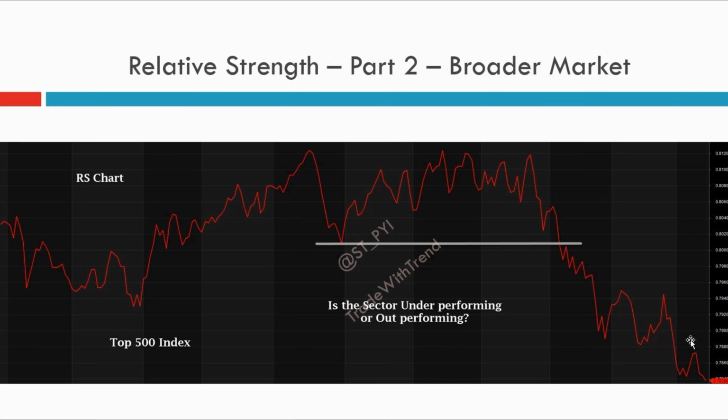Now hypothetically, let's assume we are here in this month, and we need to figure out which sector we would rather prefer to trade or invest. So the first question is whether this sector is underperforming or outperforming. As you can see, this sector, after being in a range, the relative strength line has now started forming consistent lower high and lower low pattern. So naturally this sector is actually underperforming.